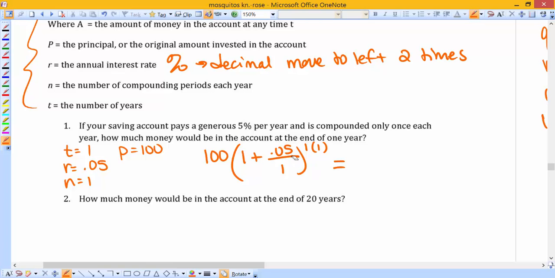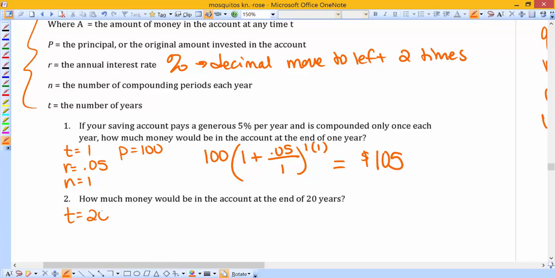So I'm working inside the parentheses first. Then I have an exponent of 1. So that's pretty easy. I don't have to do much there. Then I take my whole answer, which is 1.05, and I multiply it by 100. So I have $105 in my account after a year. Practice getting that in your calculator, or at least understanding where that's coming from. Because in number 2, you're changing your T.